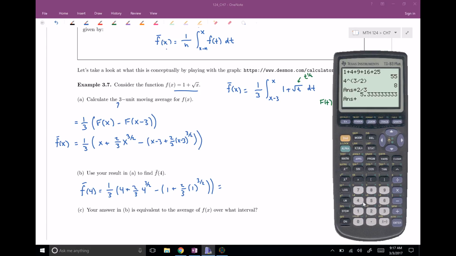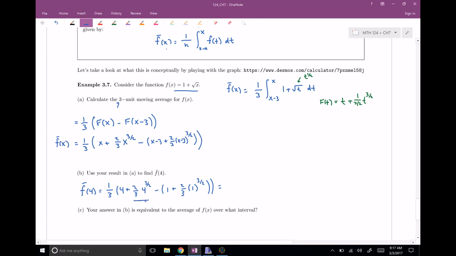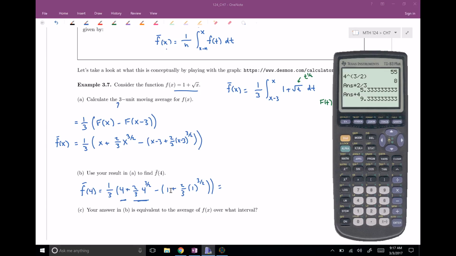Let's add 4 to that. Kind of, I'm working my way out almost, right? I have this part now, I added the 4, now I need to subtract away something. Okay, so I'm going to take that, and I'm going to subtract away something.